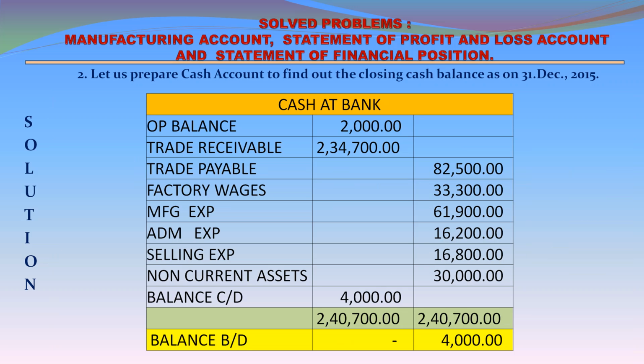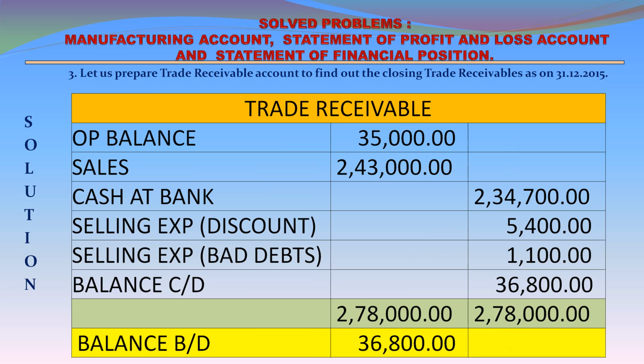179,400. Cash at bank account opening balance 2,000 debit, trade receivable 234,700 debit, trade payable credit 82,500, factory wages credit 33,300, manufacturing expenses 61,900 credit, admin expenses 16,200 credit, selling expenses 16,800 credit, non-current assets credit 30,000, balance carried down 4,000 credit.